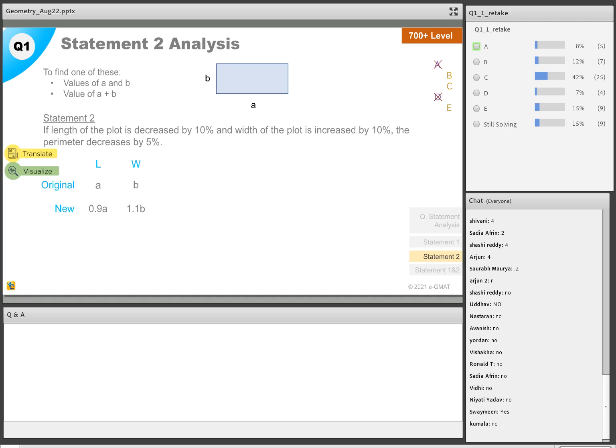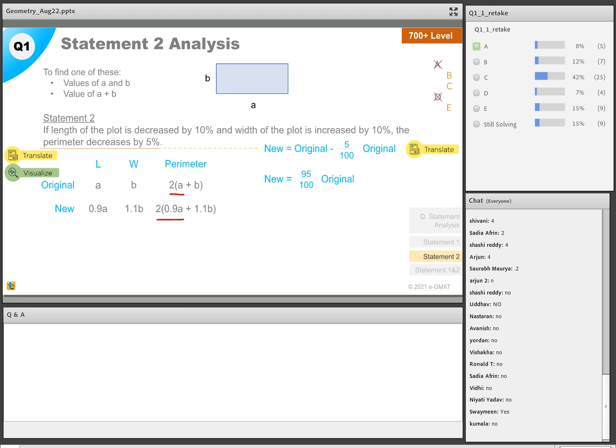Alright, so the initial length was A, the initial width was B. Now, the length of the plot decreases by 10%, so it becomes 0.9A. The width increases by 10%, so it becomes 1.1B, and it results in a decrease of perimeter by 5%. So what's the initial perimeter? The initial perimeter is twice of A plus B. The new perimeter after the decrease and increase of length and breadth is equal to twice of 0.9A plus 1.1B.